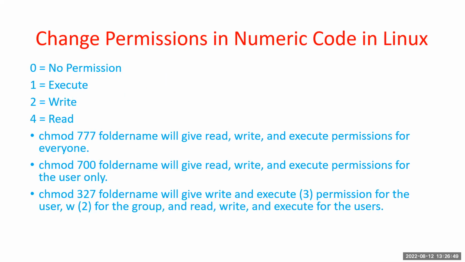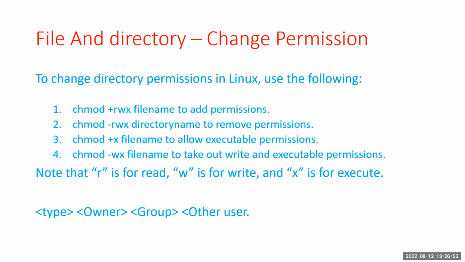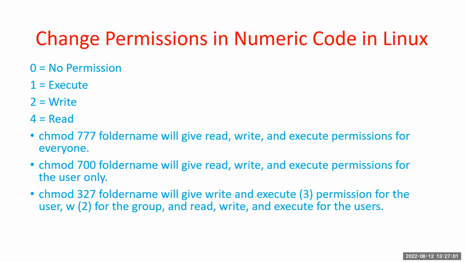So the first way to change permission was using these alphabets RWX. But there is another way, which we call octal notation, wherein to each permission we assign a numeric value. For example, for no permission, it is 0. For execute, it is 1. For write, it is 2, and for read, it is equal to 4.